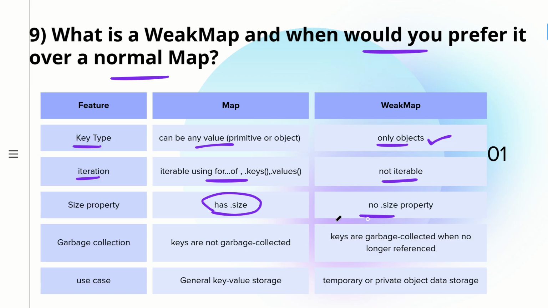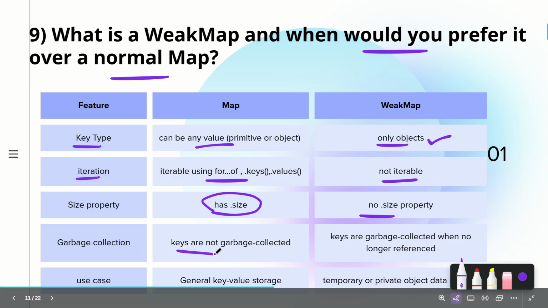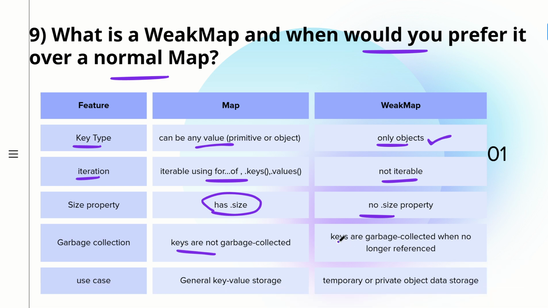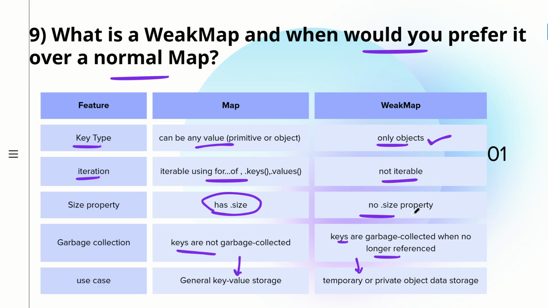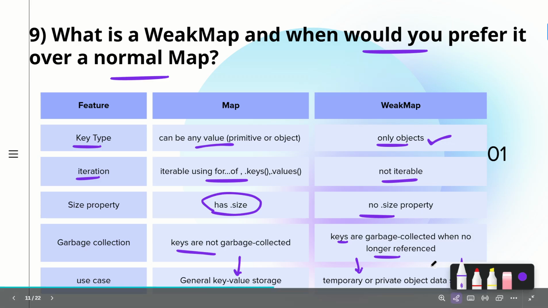And coming to the size property, we can check the size of our Map by making use of the .size property, whereas WeakMap does not have any property called .size, so we cannot know the size of our WeakMap. Then garbage collection: keys are not garbage collected in Map, whereas in WeakMap, keys are garbage collected when there is no longer a reference. Now the last point is about the use case. For general key-value storage you can make use of Map, whereas WeakMap is for temporary or private object data. As we have seen that we cannot iterate and they don't have .size, everything is very private and safe. So for private object data storage or temporary object data storage, you can make use of WeakMap, whereas for general key-value storage you can make use of Map.